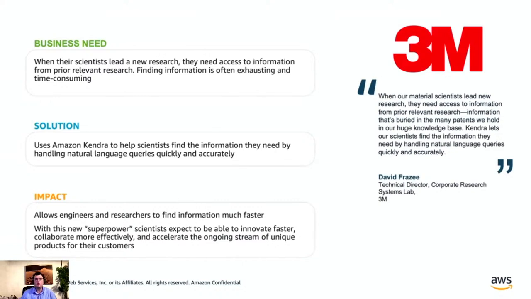This is another example, a similar type of example coming from 3M. When scientists need to do more research, they need to access information from prior relevant research. And finding information can be very difficult. As anyone in the audience who is looking for papers or remembers something from a paper, but can't remember where, this is a type of problem that directly feeds into this. The solution here was to use Amazon Kendra to allow scientists in general to find the information they need rapidly, quickly, and efficiently.